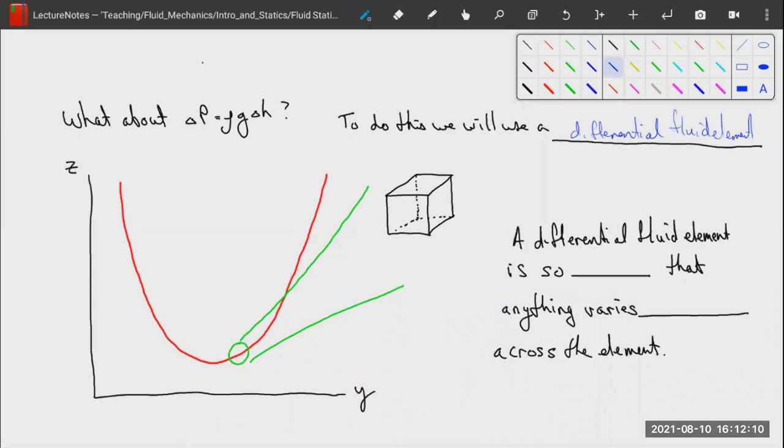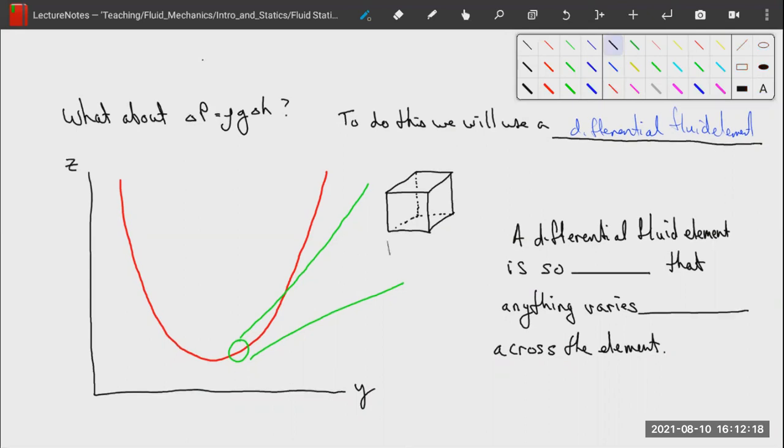And a differential fluid element is so small that this curved line, this parabola, across the differential fluid element, which has dimensions of dy, dx, and dz, that curved line looks straight, right? And if it is so small that anything varies linearly across it, the math becomes a lot easier, right?